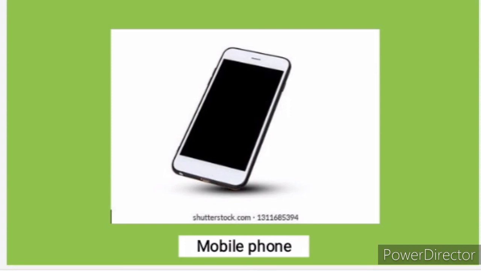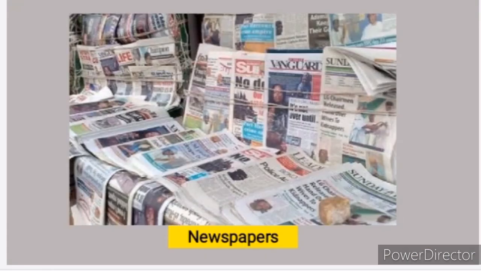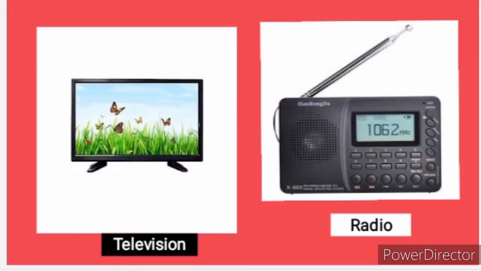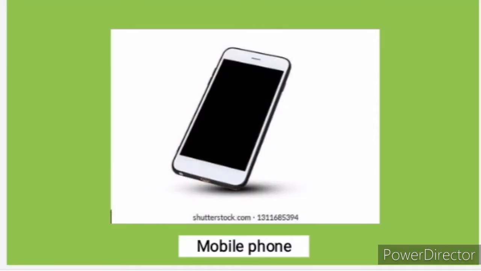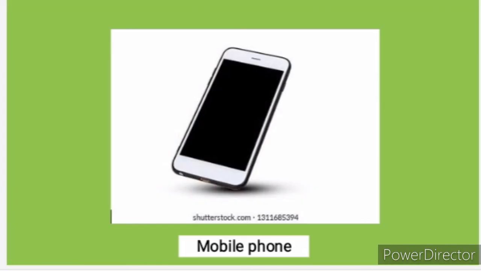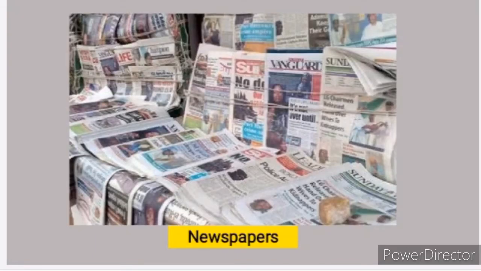They are modern too. And then we have the newspapers. All of them put together are methods of mass communication. Mass communication means talking to a very large number of people at the same time. We can do all this using the television, the radio, the telephone, and the newspapers.